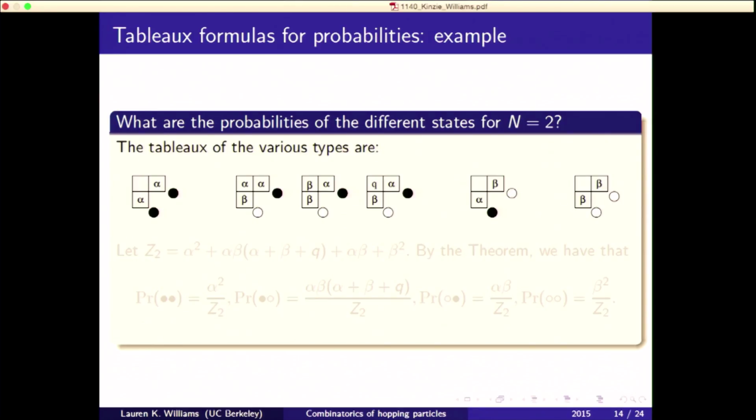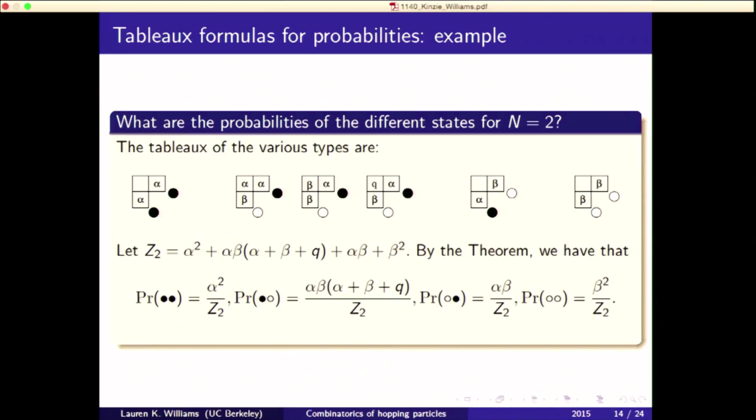Z sub 2 is the sum of the weights of all of these tableaux. So this alpha squared came from here. This tableau corresponds to this term. This tableau corresponds to this term. This tableau corresponds to this term. This alpha beta gives rise to this. And this tableau gives rise to this beta squared.